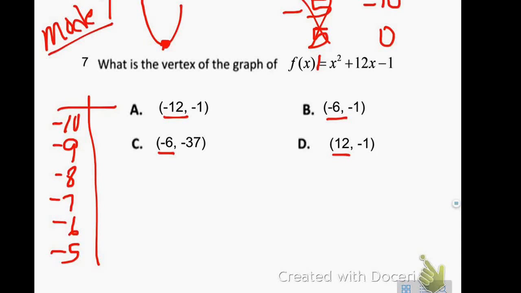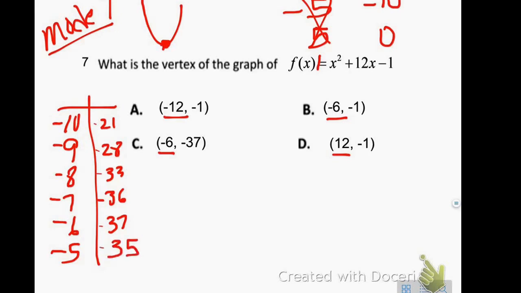So when I get my calculator, I go -10, -21, -9, -28, -8, -33, -7, -36, -6, -37, -5, -36, -4, -33.